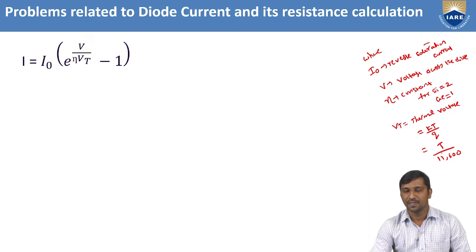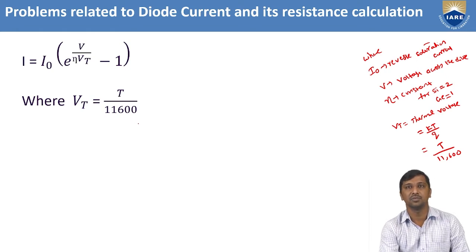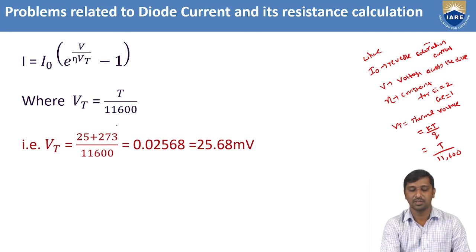But in our problem, they have given the T in degrees centigrade. If you want to convert degrees centigrade to kelvins, we need to add 273. Then it is represented in kelvins here. So first I need to calculate this thermal voltage here. In the problem, the temperature they have given is 25 degrees centigrade.